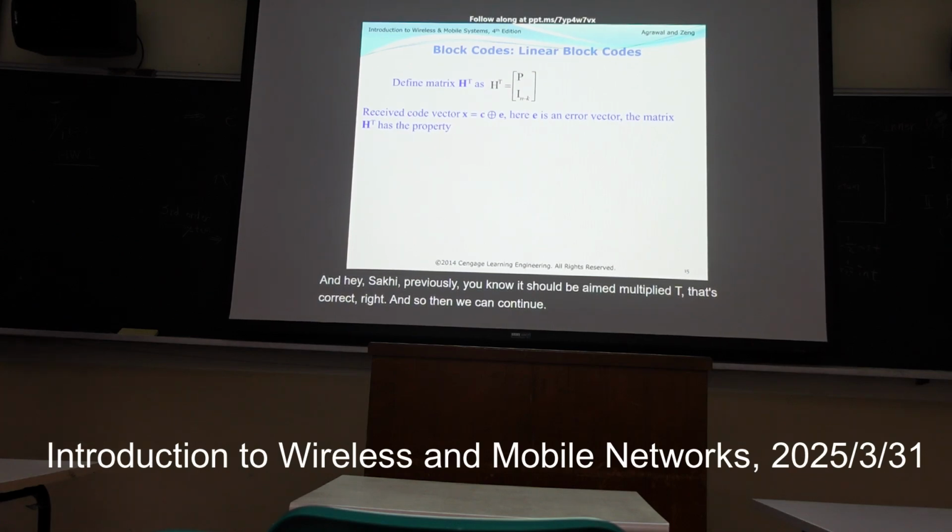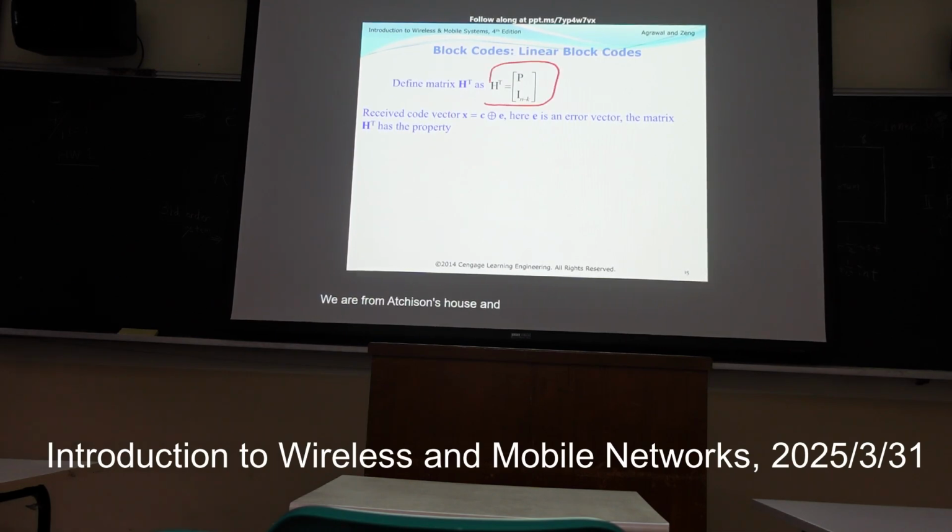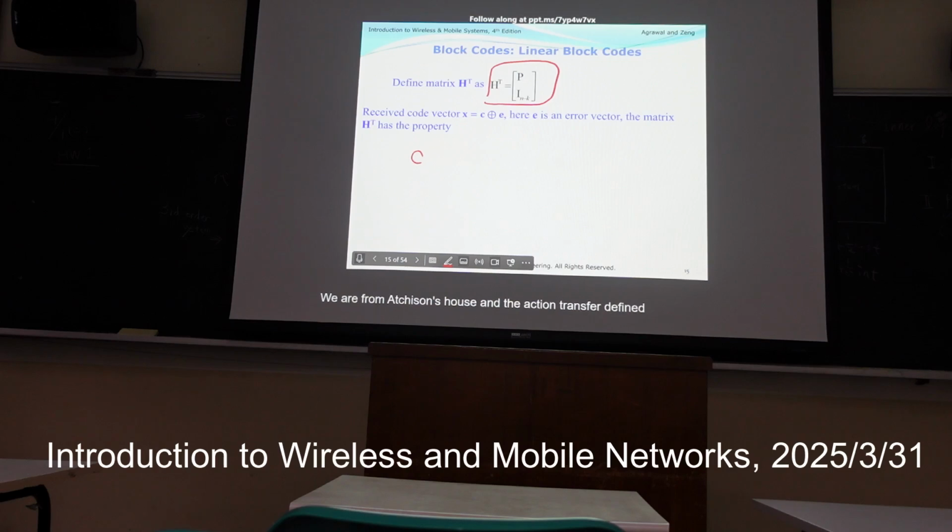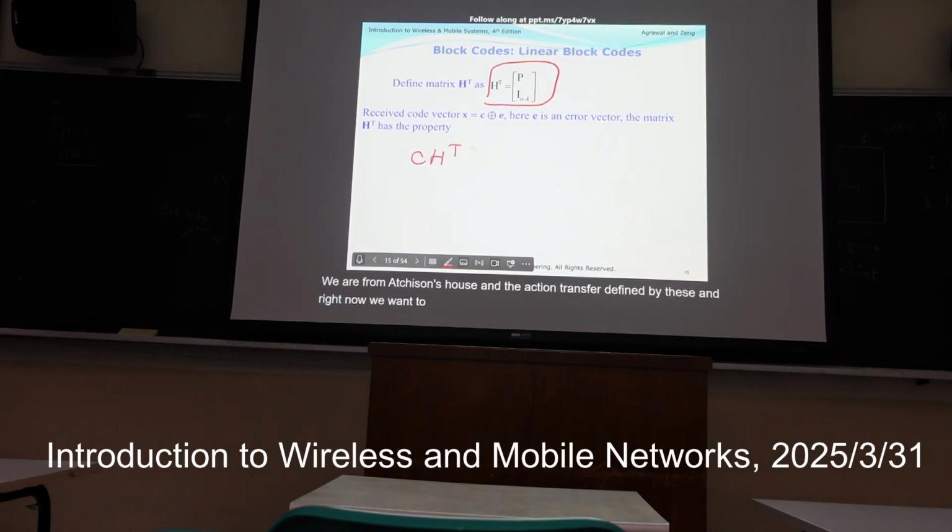We have an H transpose, and the H transpose is defined by these. And right now we want to have C H transpose to have the multiplication, so we have these. So it should be these. It should be these. So let us check it first, sorry.